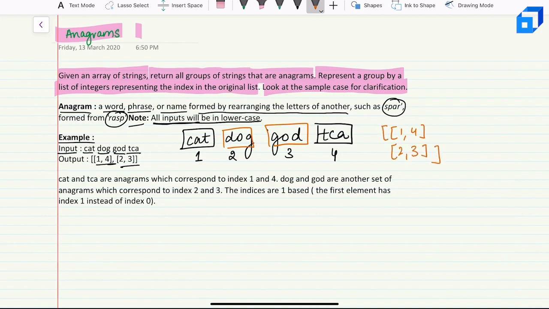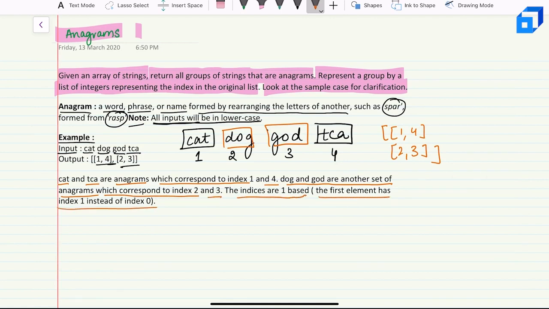Now here in the explanation, it's written that cat and tca are anagrams which correspond to index 1 and 4. Dog and god are another set of anagrams which correspond to index 2 and 3. So the indices are 1 based. The first element has index 1 instead of 0.